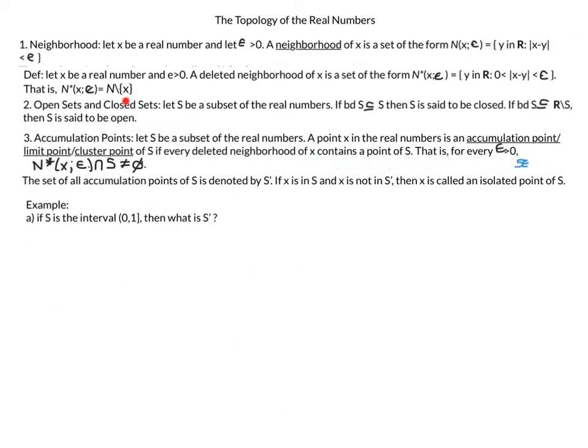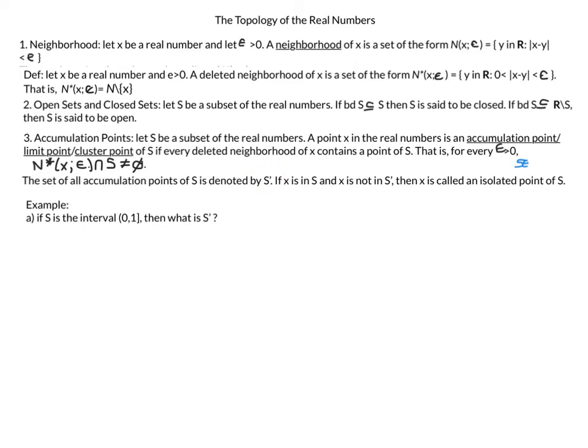The next topic is accumulation points. We'll look at the definition. If S is a subset of the real numbers, a point x in the real numbers is an accumulation point, also called a limit point or a cluster point, of S if every deleted neighborhood of x contains a point of S. That is, for every epsilon greater than 0, the deleted neighborhood of x has an intersection with S. We will do some examples of this and also an example of points that are not accumulation points, and it will become more clear. The set of all accumulation points of S is denoted S prime.